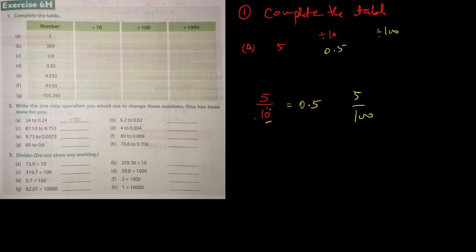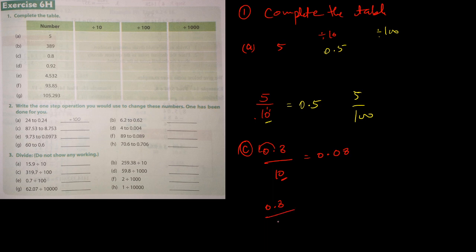Now let me tell you the C part of this question. In the C part you have to divide 0.8 by 10. So there is 1 zero. So this decimal will shift one digit here. It will be 0.08.